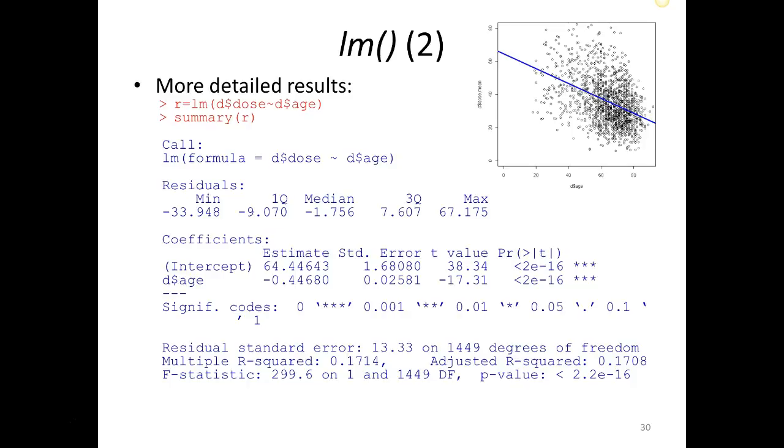And as for the other statistical methods, we could get more detailed results if we save our linear regression as an object. So in this case, we save it in the object R, and then we put our linear regression here, and then we write summary(R), and then it will look like this. We get the formula, the residuals, and the coefficients. Here is the intercept, here is the age, the standard error, the t-value, and here we have the p-values. And these are really, really significant. And here you can see the degrees of freedom, the R-squared value, and the adjusted R-squared value.